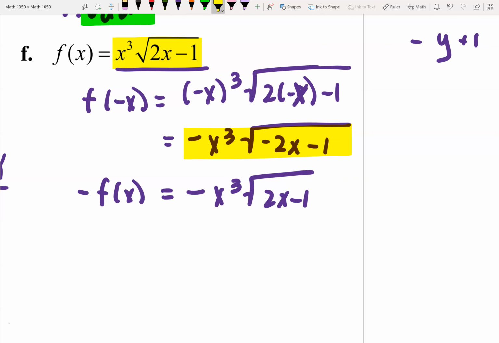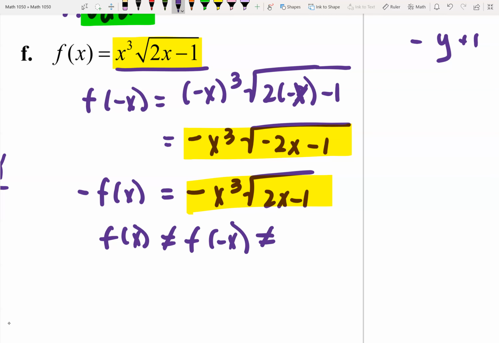Don't change the sign of the 2x or 1. You're not allowed to pull it in. You just stick it outside. Are any of those three things the same? No. So I'm going to say f of x is not equal to f of negative x, which is not equal to negative f of x. You have to write that line. Therefore, the answer is, tell me what the answer is, everybody. Neither is correct. Good.